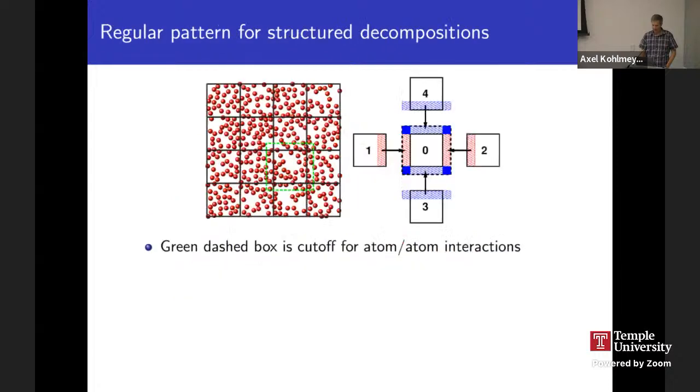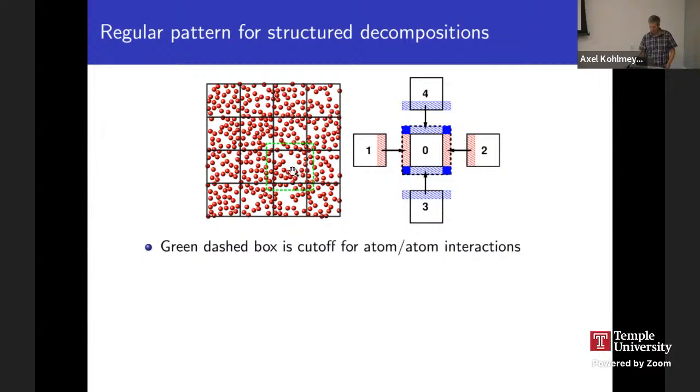Okay, so let's talk about this regular pattern for a structured decomposition for this vanilla case. So I just have an orthogonal box with a regular grid. Now I've added this green dotted line around this processor here, and it's the cutoff length of these pairwise interactions or many-body interactions. And so I need ghost atoms from that green rectangle that overlaps. In this case, in 2D with 8 processors, if it were a box around my 3D decomposition, it would overlap with 26 other processors.